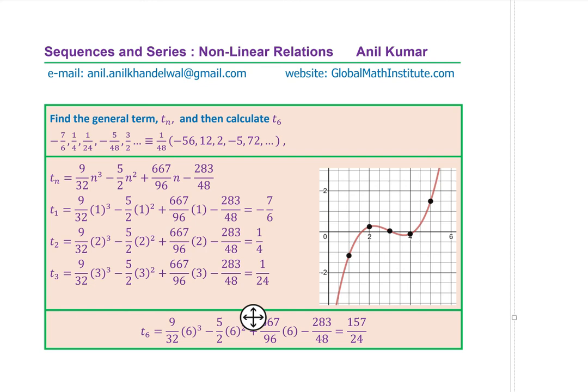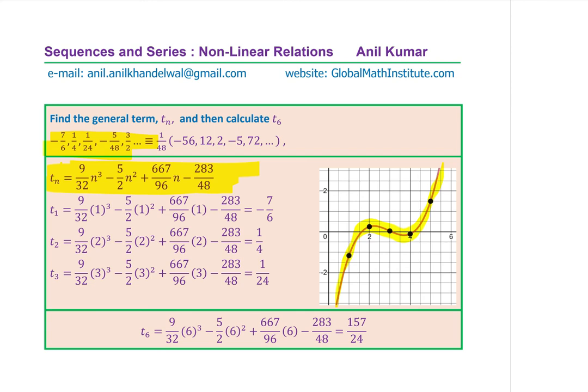So what I did was that I plotted these points given to us with our equation. So we do get this equation, right, which is 9 over 32n cubed minus 5 over 2n squared plus 667 over 96n minus 283 over 48. So when you plot it, you do get a cubic equation as shown, and the points are right there on the graph. So it clearly indicates that the equation is perfectly fine.